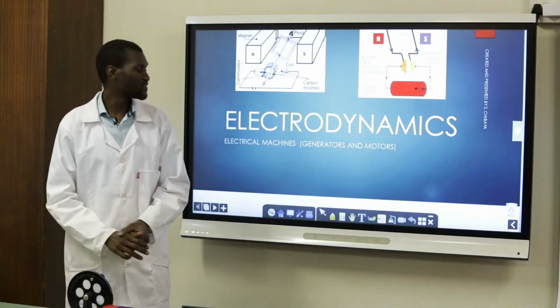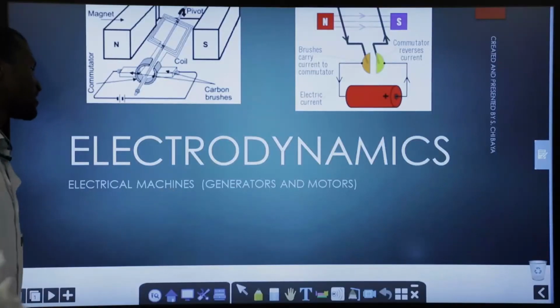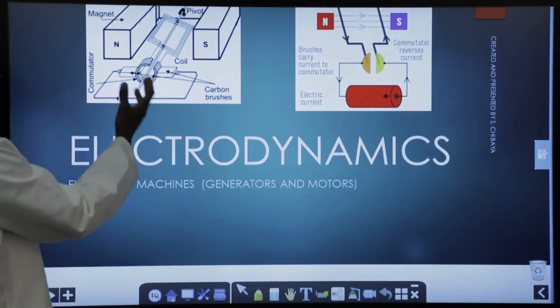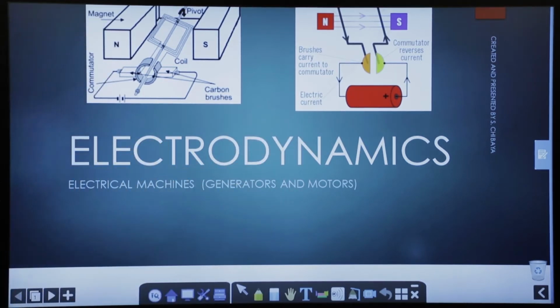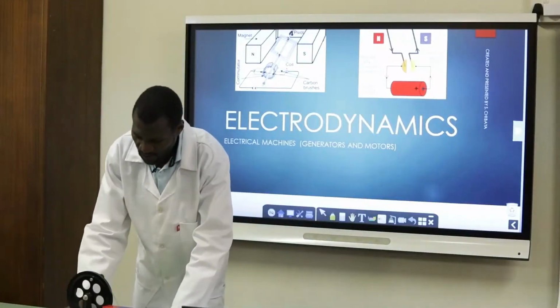Today we are moving on to electrodynamics, where we're looking at electrical machines. These electrical machines can be, for example, generators and motors. I think you can see some diagrams right here on your screen that are representing some of those aspects. But come with me right to the experiment table.